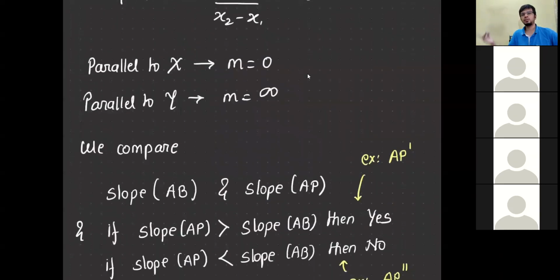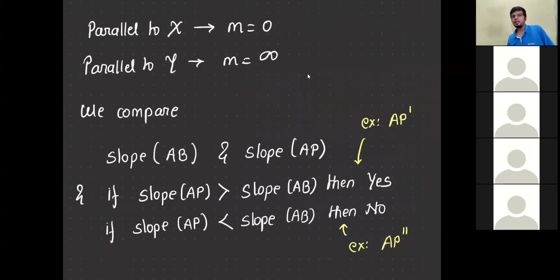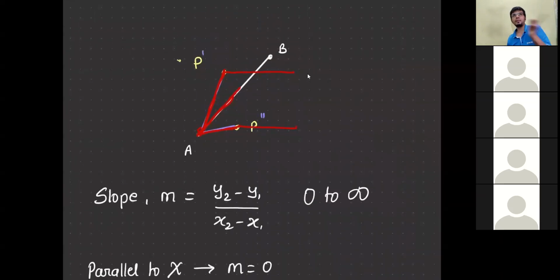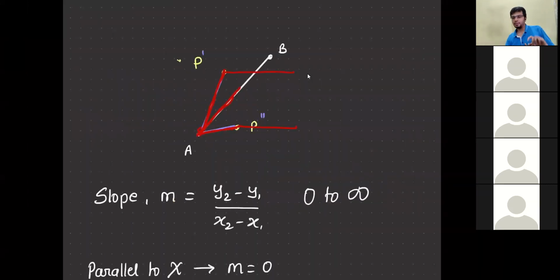Right? So in one place it will intersect, in the other place it will not intersect. So just by comparing the slopes, we can identify if my ray would intersect or not. So normal mathematical calculations can very easily help you find out if point P lies within the polygon or not. Any questions?